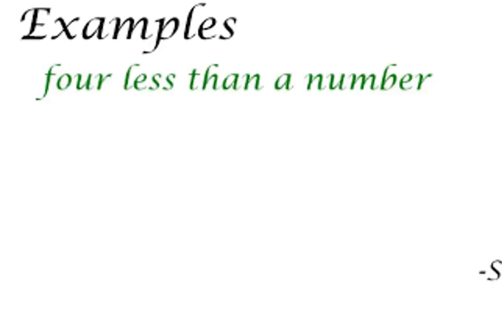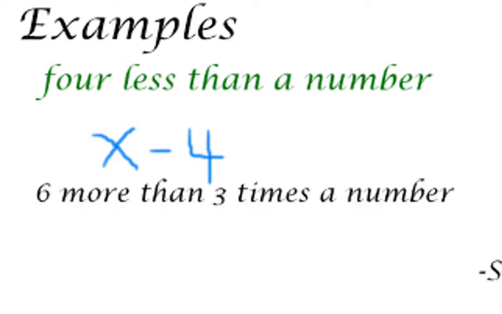So let's take a look at some examples and build some expressions. 4 less than a number. We'll make sure that number is x, so I could write x as my variable. The word less signals to me subtraction, and I write minus 4. 4 less than a number would be x minus 4.